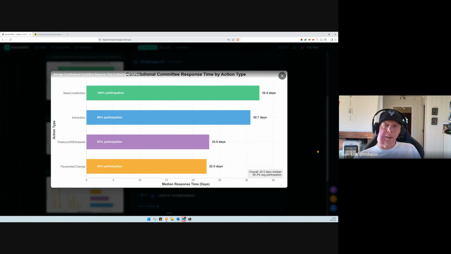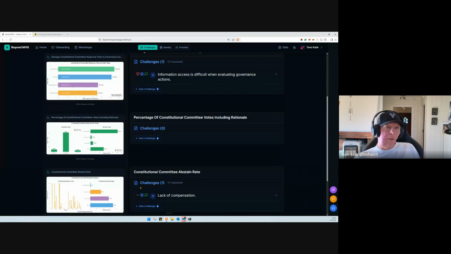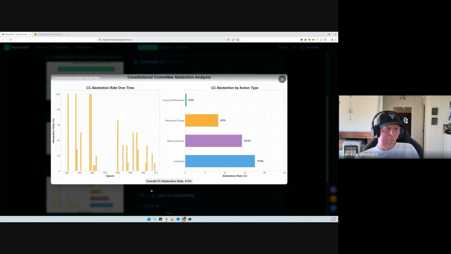What we have chosen to do is to measure how quickly CC members vote on different governance actions. We have also looked into the abstain rate, and also the amount of rationale put down when the CC member votes.